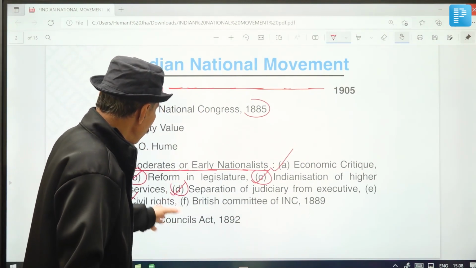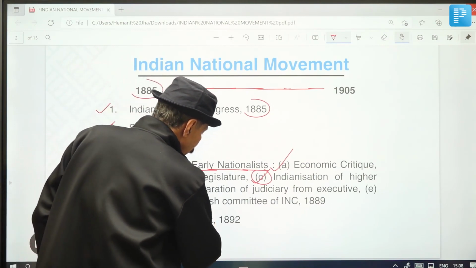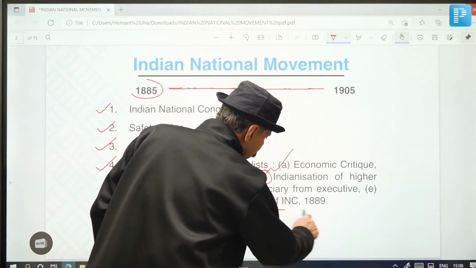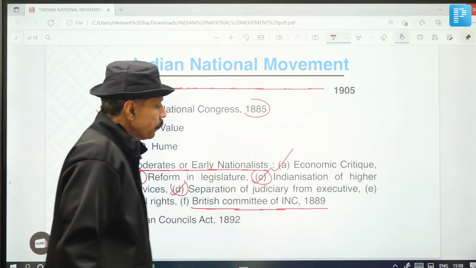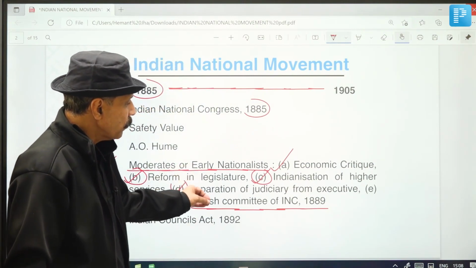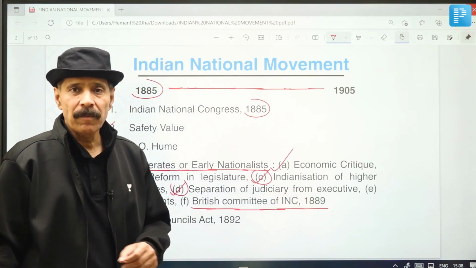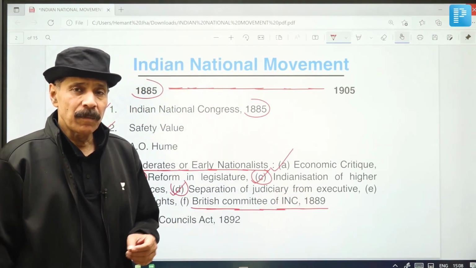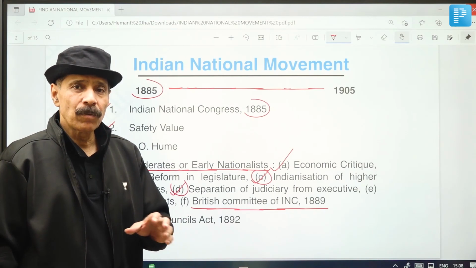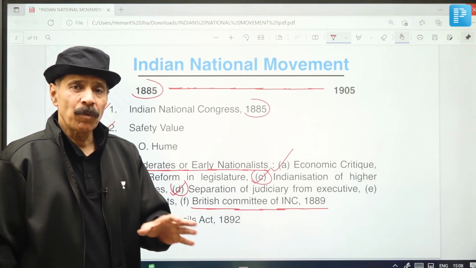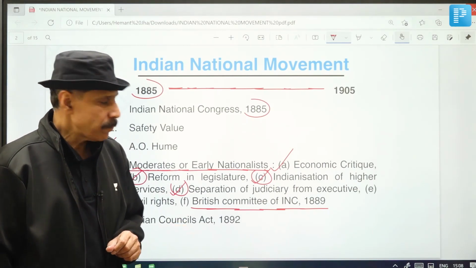And the next point is the British Committee of INC, 1889. This was a committee of INC, the Indian National Congress, founded in 1889 in London. And the purpose of this was to carry out political propaganda in Britain.